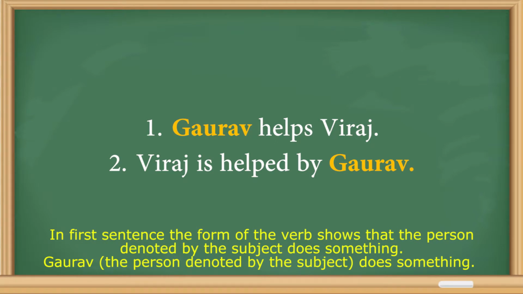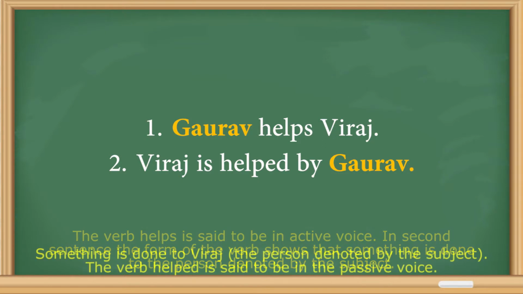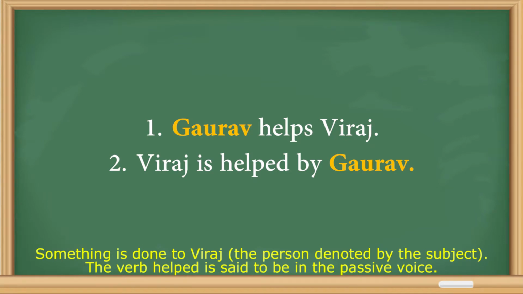In the first sentence, the form of the verb shows that a person denoted by the subject does something. Gaurav, the person denoted by the subject, does something. The verb helps is said to be in active voice. In the second sentence, the form of the verb shows that something is done to the person denoted by the subject. Something is done to Viraj. The verb helped is said to be in the passive voice.